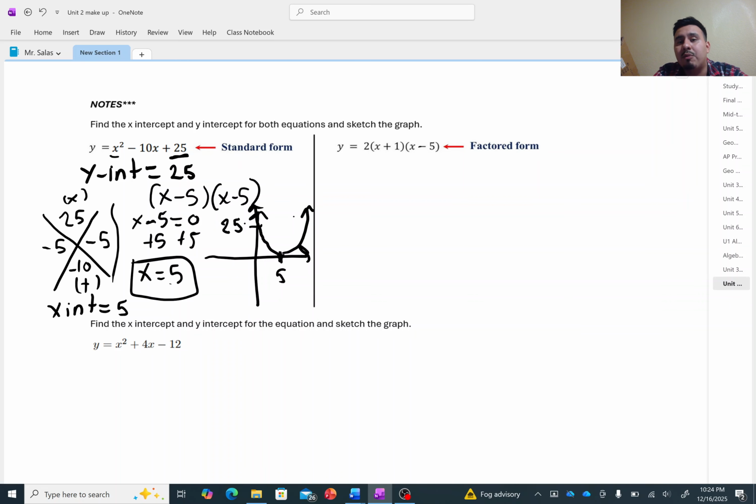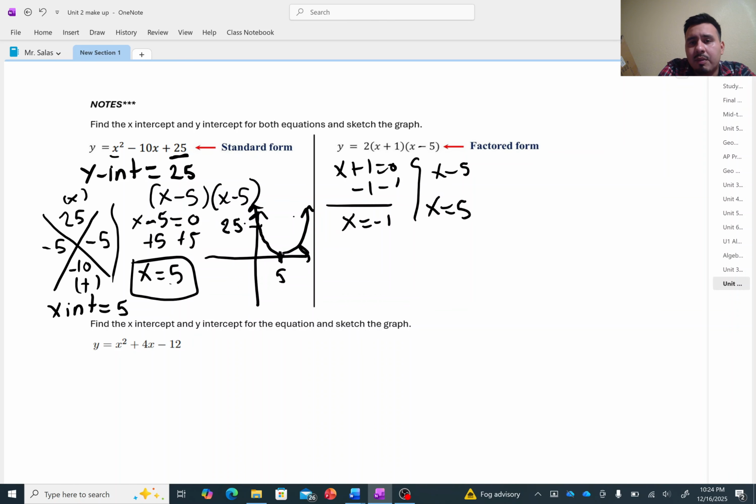Moving on to my next one. I got the problem in factored form. I need to figure out what is my x-intercepts first. In this case, my x-intercepts, if I say x plus 1 is equal to 0, I want to do -1 on both sides. I get that x is equal to -1. What about the other side? X minus 5. Well, I already did x minus 5 on the other side, so I can automatically just re-look at that, and that's x is equal to 5.